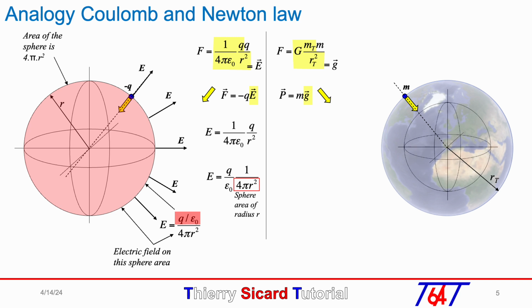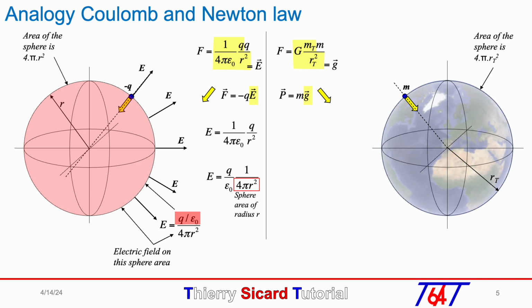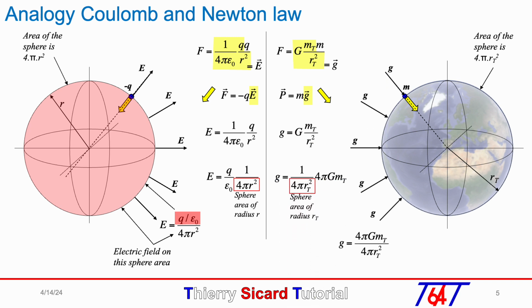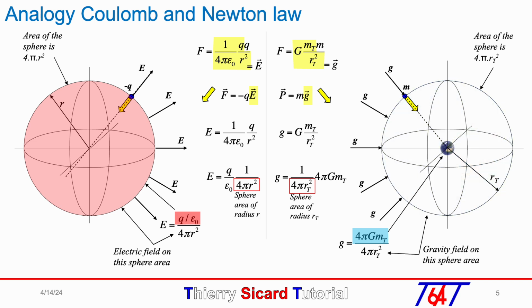In the same way, the Earth's area 4 pi rt square appears in the gravity field equation, where the sphere includes the mass of the Earth. As in the atom, if all the Earth's mass was concentrated at the center of the sphere, the gravity field at the distance rt will not change. So, in both cases, the term r square is coming from the area formula.